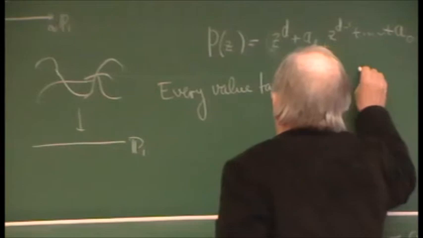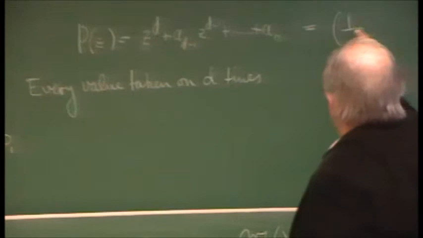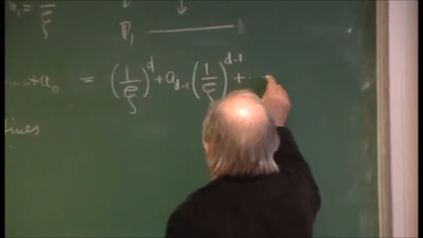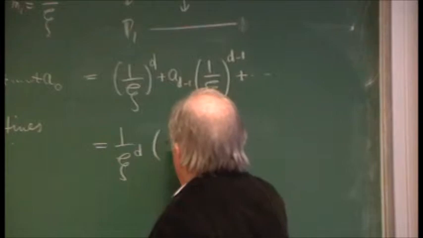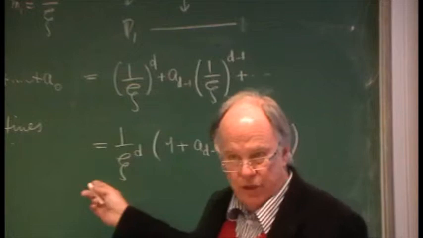And let's see if Mihai's right about that. Let's check this. I have to put in here a zeta, right? So this is equal to 1 over zeta to the d plus 1 over zeta to the d minus 1, and so on. And I factor this out, 1 over zeta to the d, 1 plus some stuff here. So I'll write what it is. So it's this times a unit, which doesn't vanish. So as you point out, it has a polar order d at infinity. Okay.